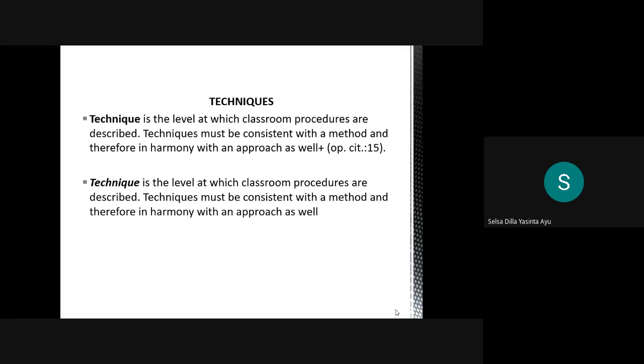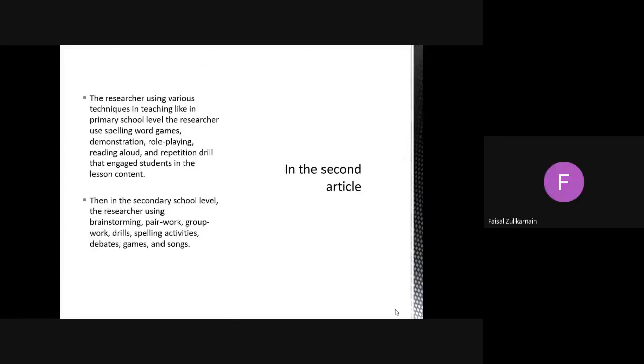Next slide will be presented by Rahma Zandi Satria. In this second article, the researcher used various techniques in teaching. In primary school level, the researcher used spelling, games, demonstration, role playing, reading aloud, and repetition drills that engage students in the lesson content.